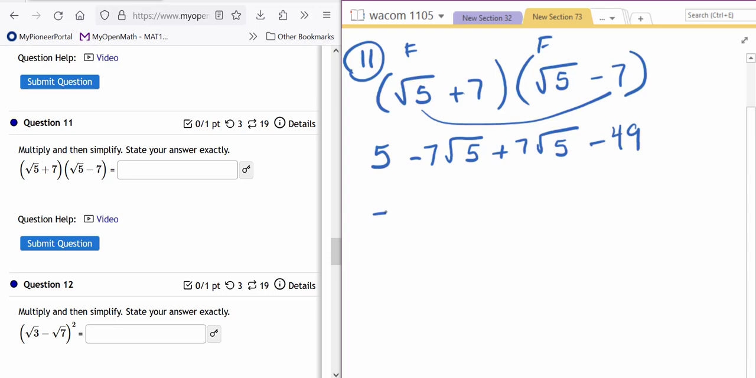So this will give us a minus 44. And notice these other two are going to cancel each other. If minus 7 square root of 5 plus 7 square root of 5, they're going to cancel out to leave us just a negative 44.